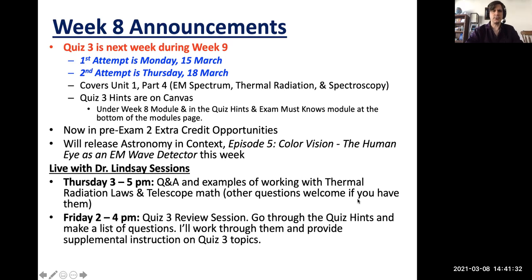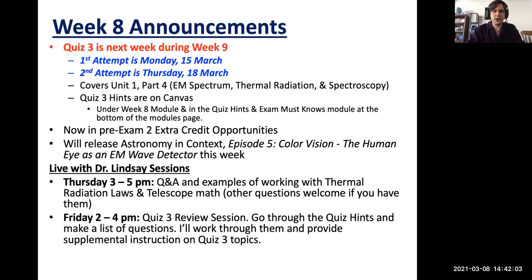All right, so we are now in pre-exam 2 extra credit opportunities. So there are 3 opportunities that you can do. You can find those in the extra credit opportunities module, and they're always the same 3. You can write an essay on a space mission, you can write an essay on an astrophysicist, or you can do a lesson, maybe something like the thermal radiation laws, and record like a 5-minute lecture that is you trying to teach that material. Those have to be completed before we have exam 2, which is a couple of weeks away.